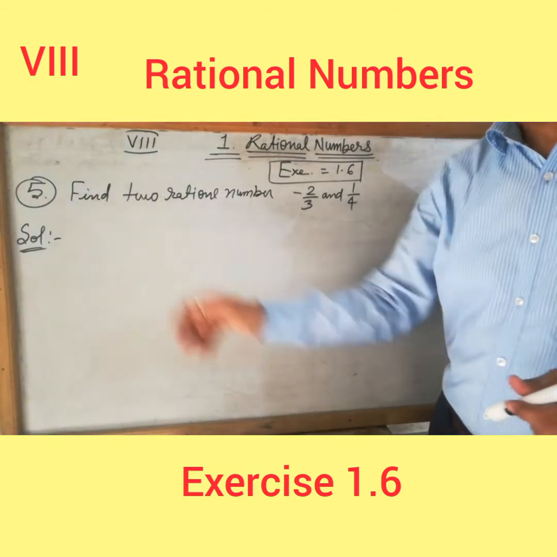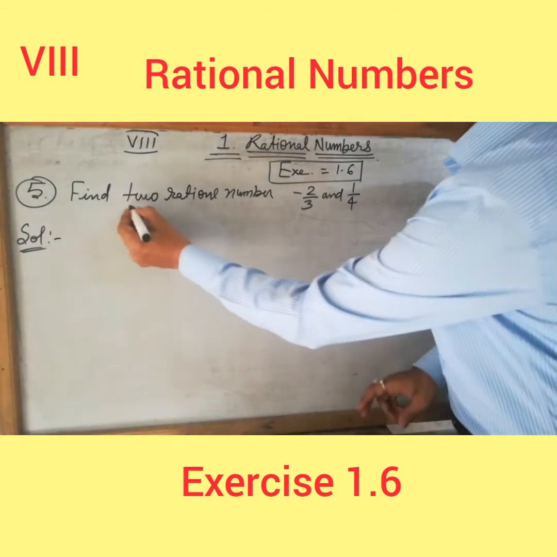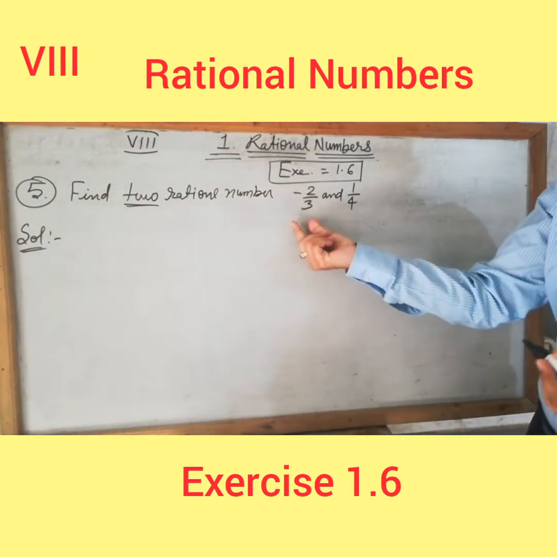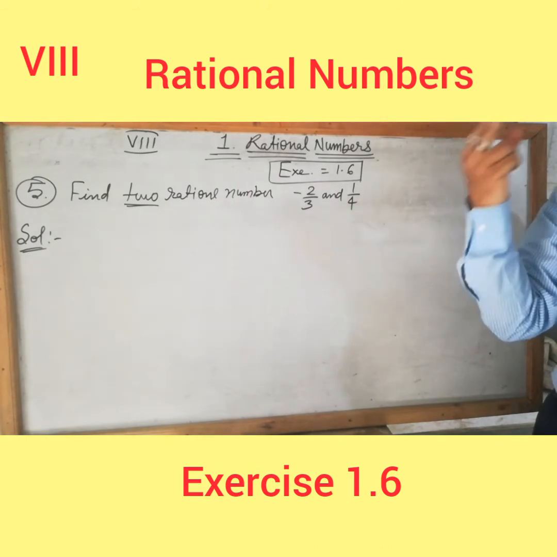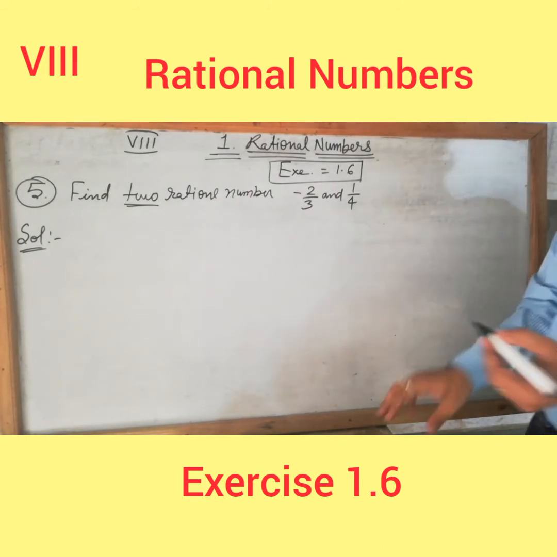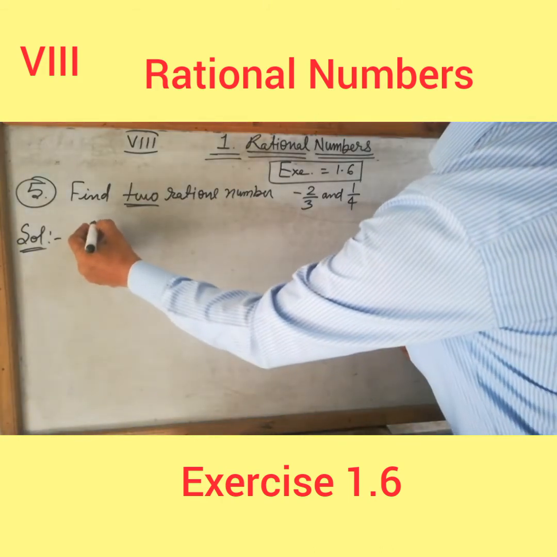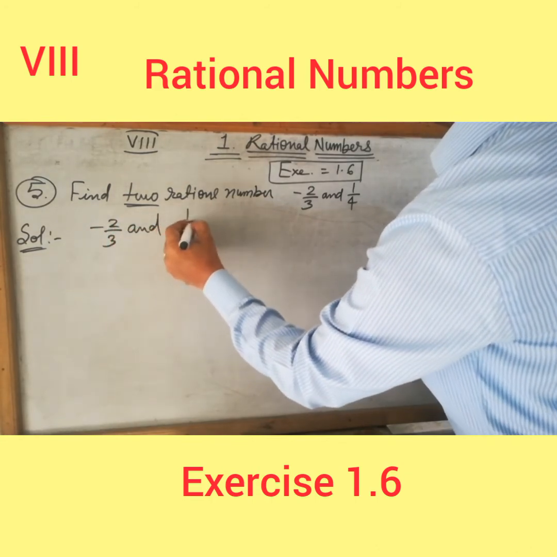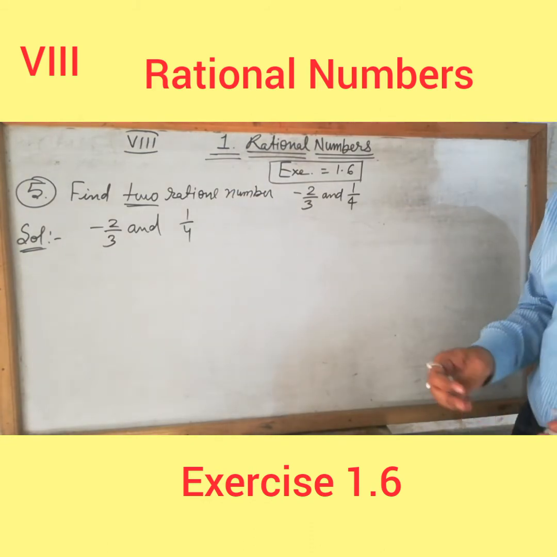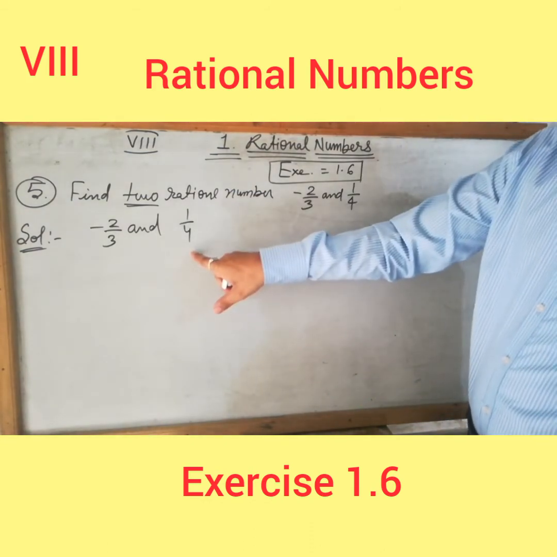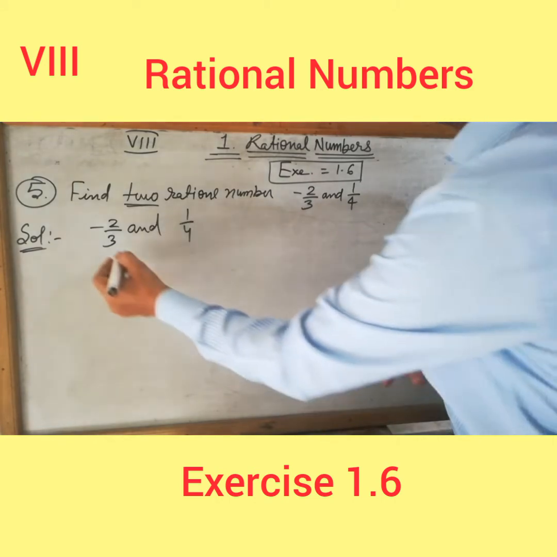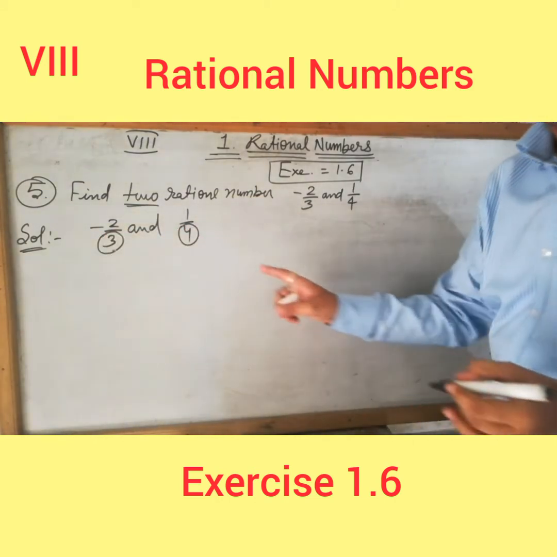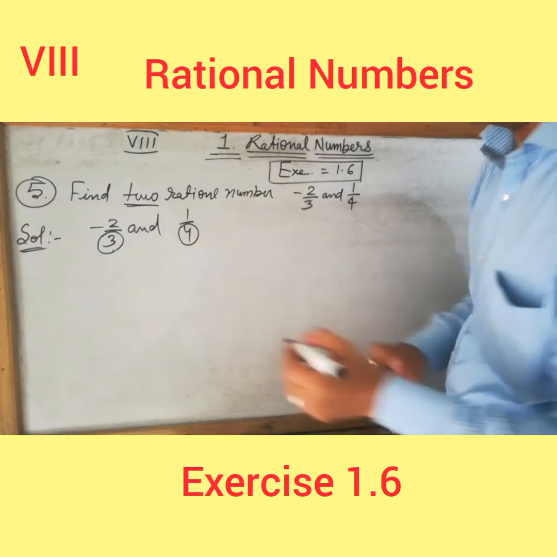Question number 5: find two rational numbers between these two rational numbers. You have to find two rational numbers. Your two rational numbers are minus 2 upon 3 and 1 upon 4. So what will we do? We will make the denominators the same. Denominators should be the same.